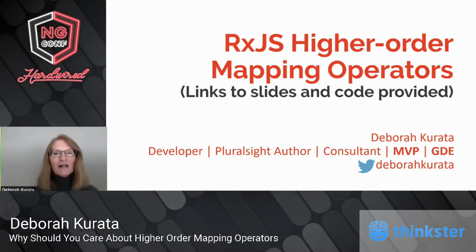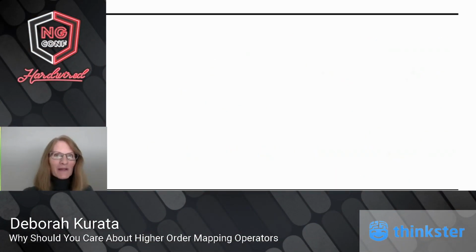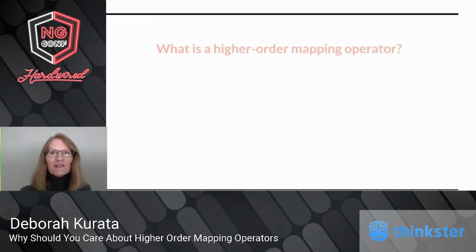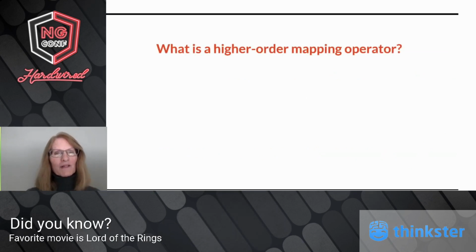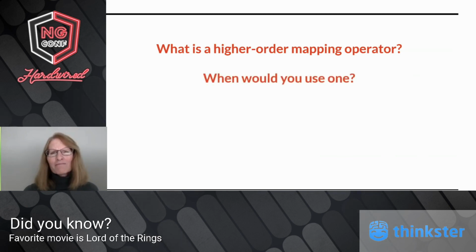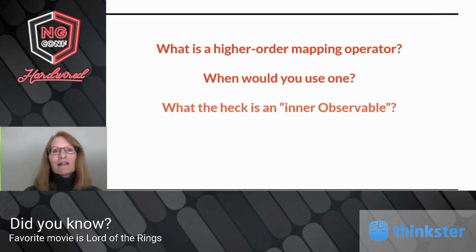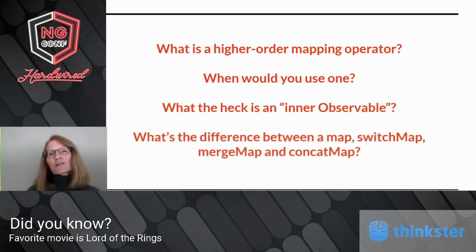Welcome. We're going to talk about RxJS higher order mapping operators. In this session, we're going to answer a couple of questions. What are higher order mapping operators? When would we ever want to use one? What the heck is an inner observable? And what's the difference between map, switchMap, concatMap, and mergeMap?